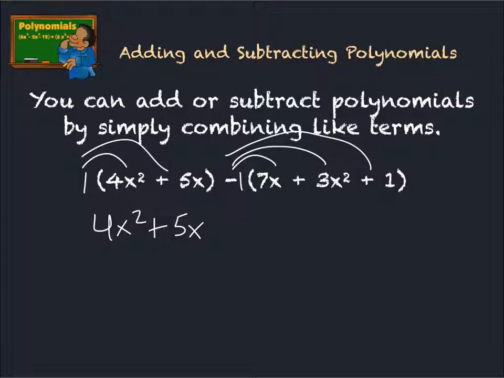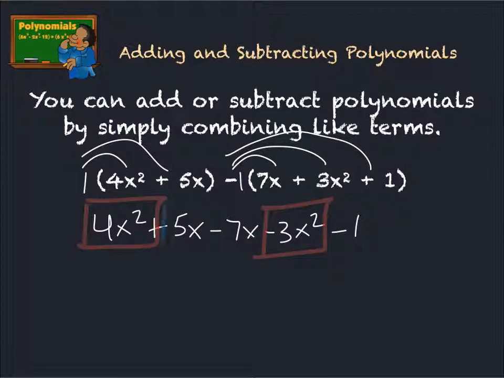So 7x times negative 1 is negative 7x. 3x squared times negative 1 is negative 3x squared. Positive 1 times negative 1 is negative 1. Then you would go ahead and combine like terms. We have a 4x squared here, and we have a negative 3x squared here. We have a positive 5x. We have a negative 7x. And then we just have that constant there, negative 1.